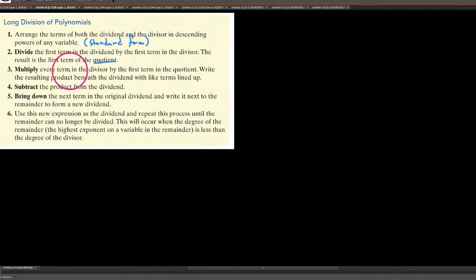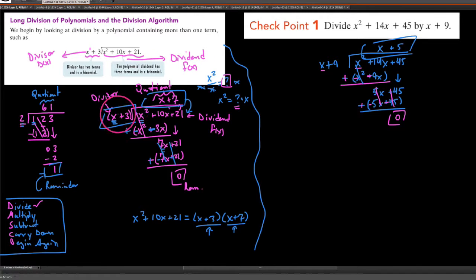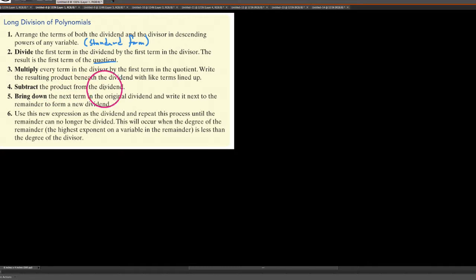And then we're going to multiply everything in our divisor here by what we put up top. So whatever we put up top, we're going to multiply the divisor by this and take what we get there, and we're going to subtract that off is what this says. So subtract that product from the dividend. Then bring down the next term of the original dividend and write it next to the remainder to form a new dividend. So essentially, we're just going to keep doing this. It says use this new expression as the dividend, and then repeat this process until the remainder can no longer be divided. So we're just going to keep going and going until we get a remainder that can't be divided by the divisor. And that's what we'll call our quotient.